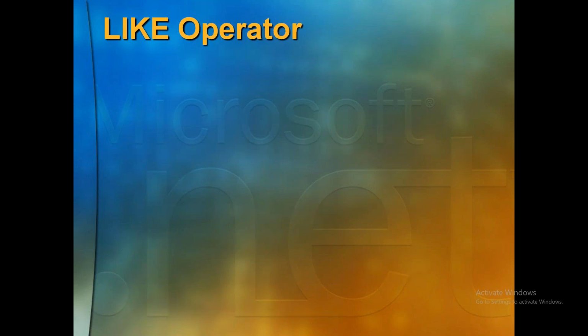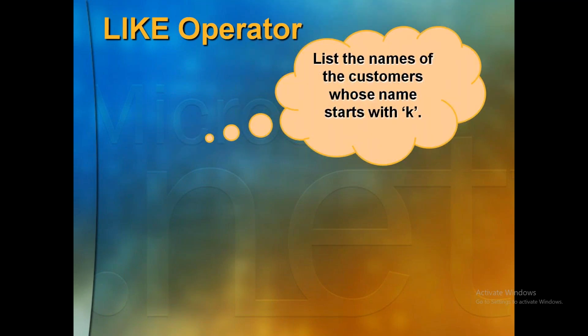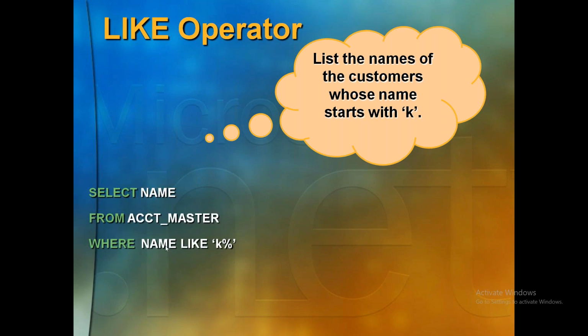Now, the LIKE operator. I want to list the names of the customers whose name starts with K. So I will use the LIKE operator, which is what is called a wildcard operator. Select name from account master where name like 'K%'. What is the meaning? The first letter should be K, and the remaining letters can be anything. That is what the percent sign means.